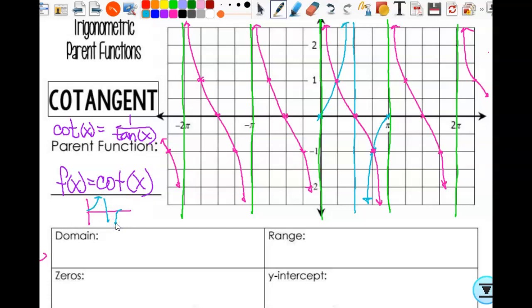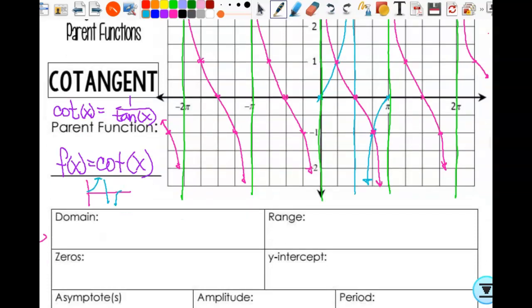And then the parent function we're going to draw off to the side will be the little parent function for tangent, just like we did. So we're consistent. Consistency is the key here. Whether it's their values or their graphs, I would suggest that you always tie the reciprocal stuff to what you know about the originals, just because it makes everything a little bit easier. Okay. Any questions at this point? We're good? Okay. All right, so domain.